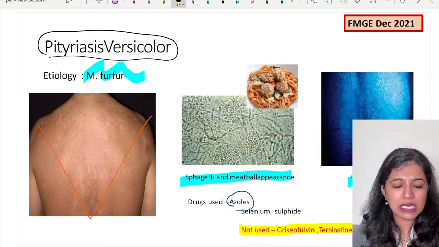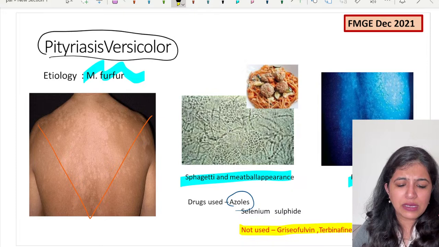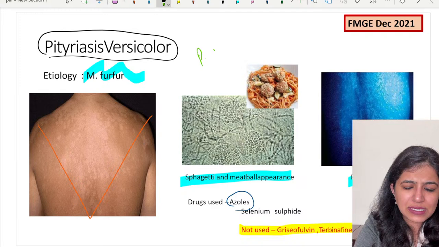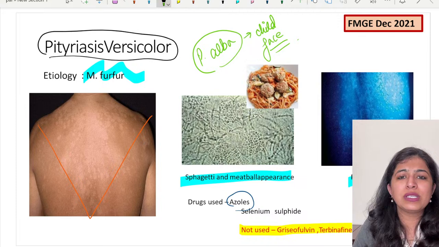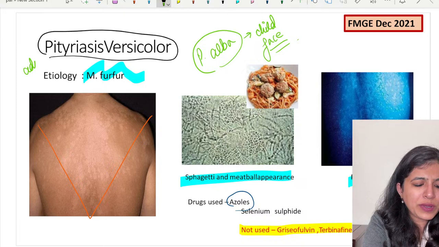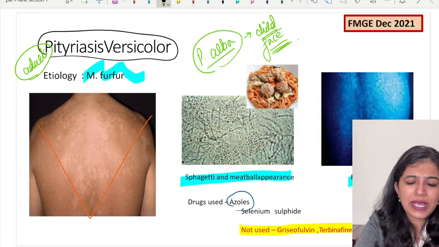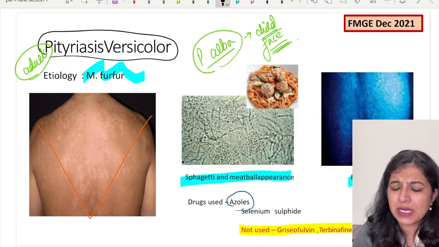Multiple hypopigmented scaly patches over the upper back. Now, there is another disease which has hypopigmented scaly patches. That disease is pityriasis alba. This also has hypopigmented scaly patches, but it is seen in a child on the face. So this is the difference between P. alba and P. versicolor. P. versicolor always an adult patient. P. alba always a child with these hypopigmented scaly lesions on the face. So never confuse pityriasis versicolor with pityriasis alba. P. alba is a type of eczema. P. versicolor is a fungal infection.